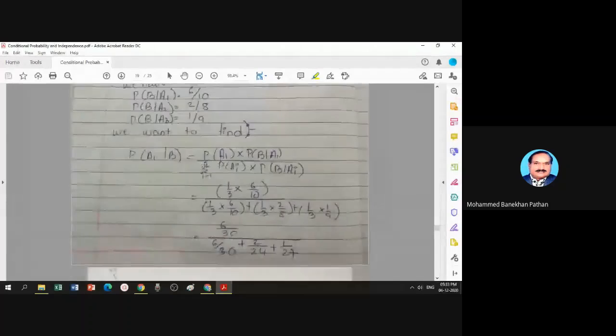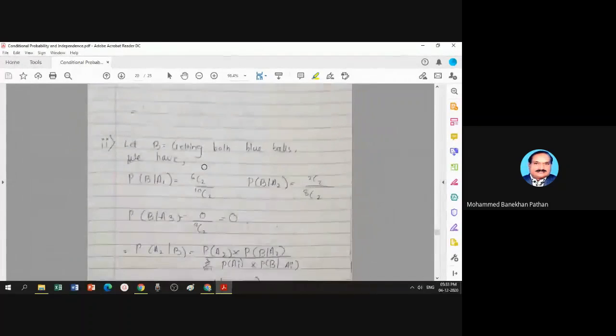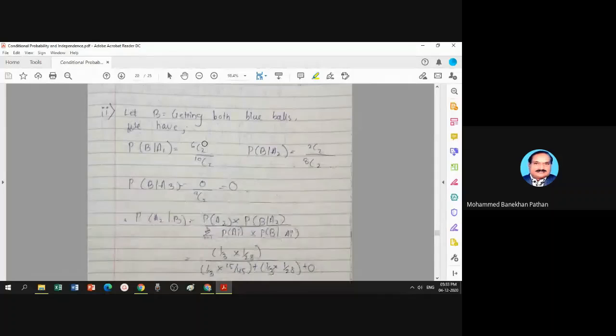But now I'm selecting 2 balls. So I have to write from 6, I choose 2, as the favorable cases for blue ball. Total balls are 10. Number of selections: 10 choose 2.